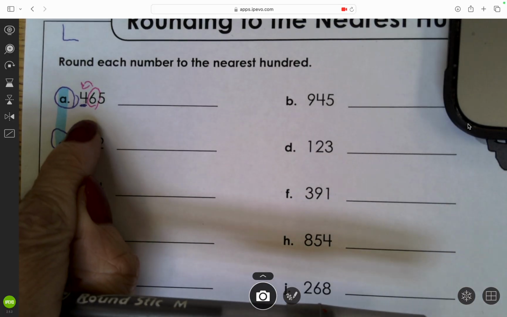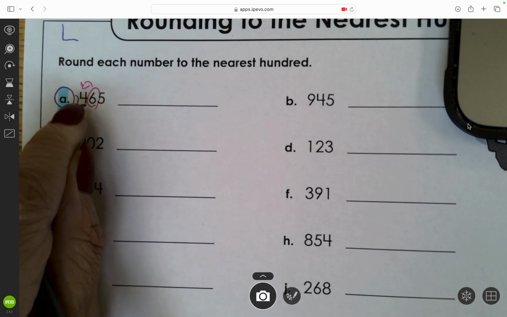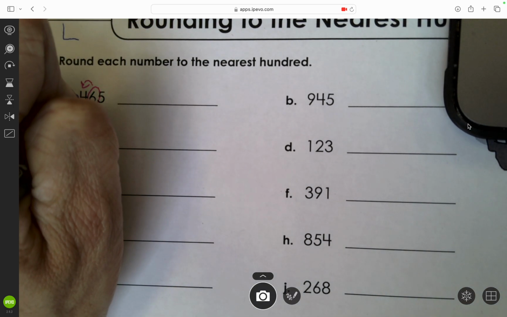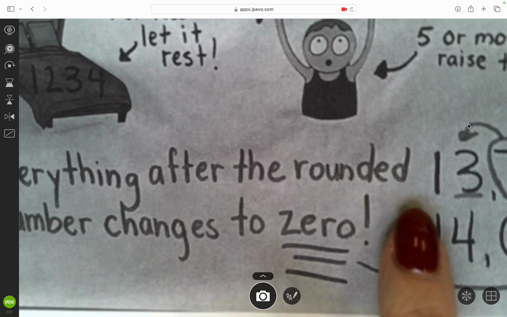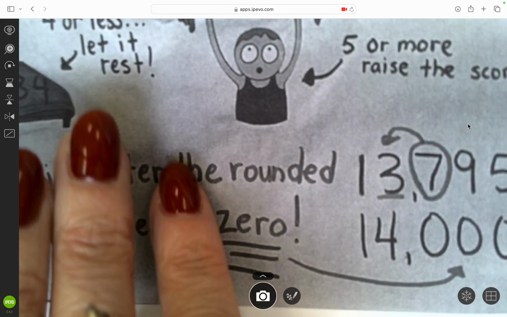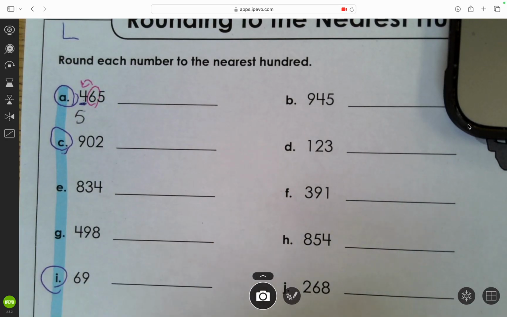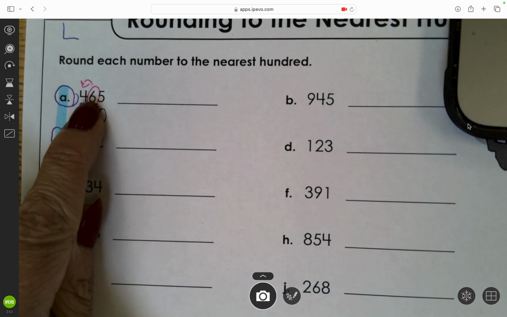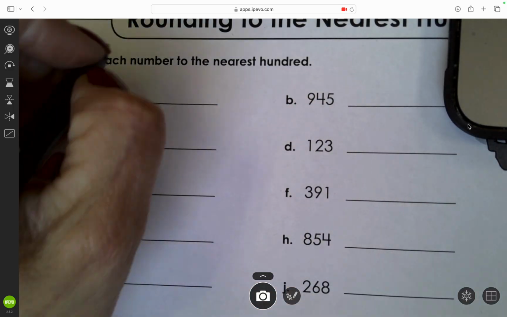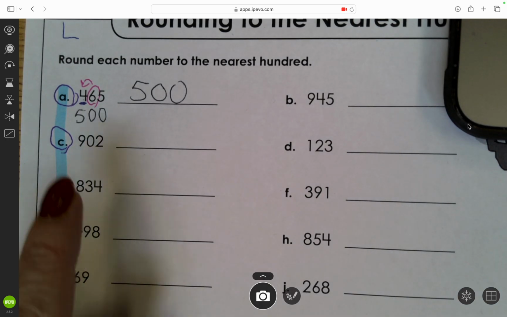And what I want you to do is first write your answer under and then put it here, because that makes it easier to bring everything down. So let's look at the 4. It wants the 4 to raise the score. The 4 is going to turn into a 5. And then everything after the rounded number changes to 0. And anything before the rounded number stays the same. We don't have anything before the rounded number, but we have 2 places after, the tens and ones place. Those are going to both go to 0. So 465 rounded to the nearest 100 is 500. Voila. Okay, let's look at letter C.